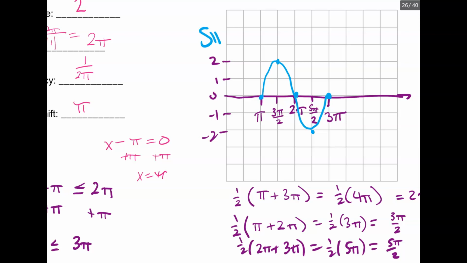Sine goes 0, max, 0, min, 0. So literally three of your points are 0, so that's rad. And then you just have to figure out what your max is. You look at the amplitude. Normally it goes up to 1, but the amplitude's 2, so I go up to 2. And I don't have a negative sign, so I don't have to flip it.